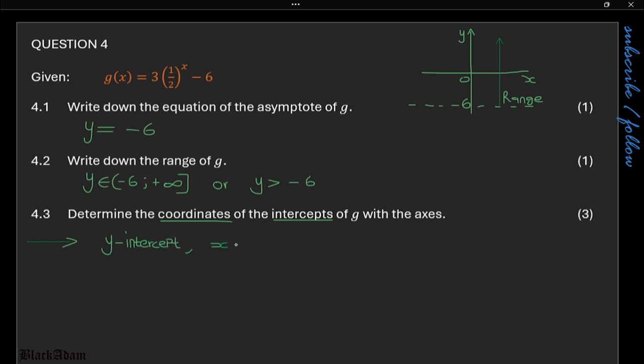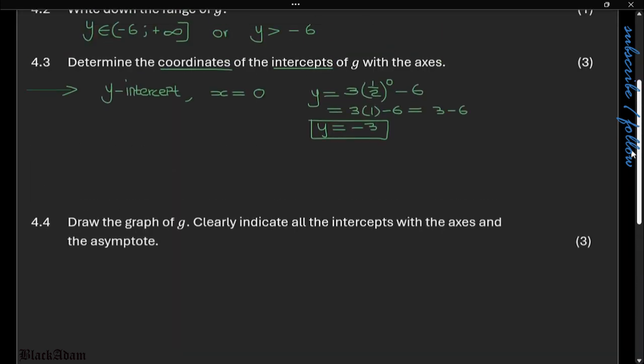For the y-intercept, x has to be 0, and then we have our original equation there. y is equal to 3 half to the power 0 minus 6. Any number to the power 0 is 1, so we have 3 minus 6 giving us -3. So that's our y-intercept. It cuts y at -3.